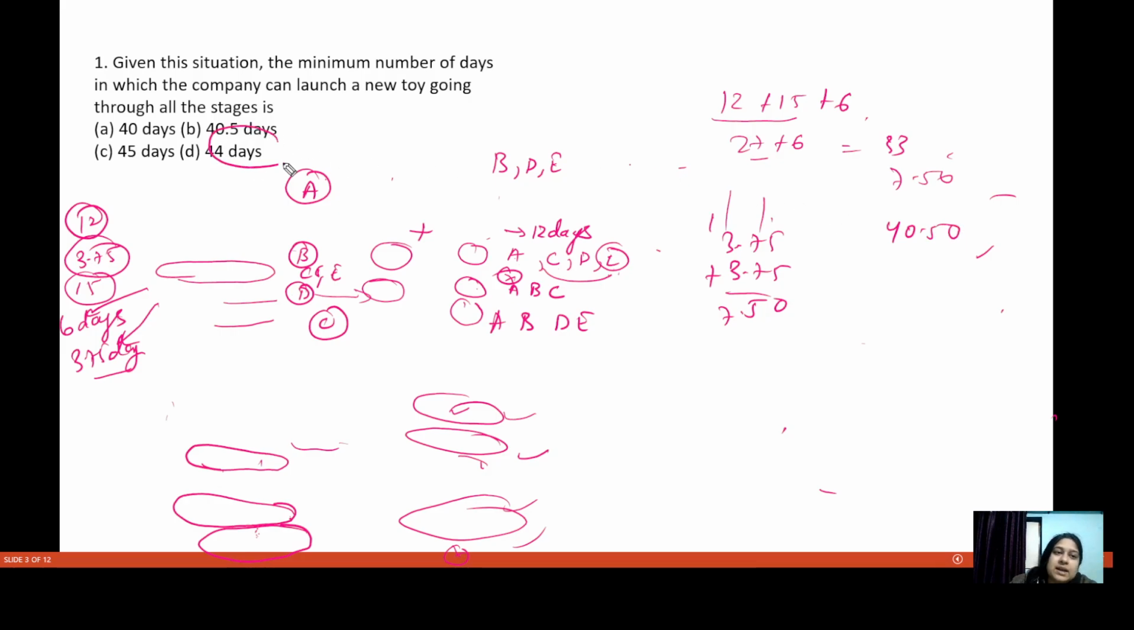Okay, so that means this work can be done in 40.50 days. This work can be done in 40.50 days. So this is how we do this. Now let us just move on to the next question.